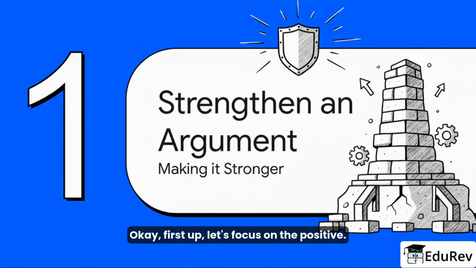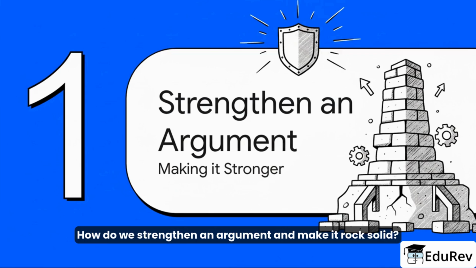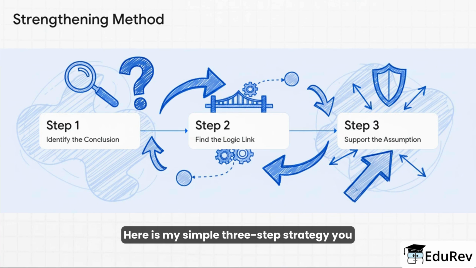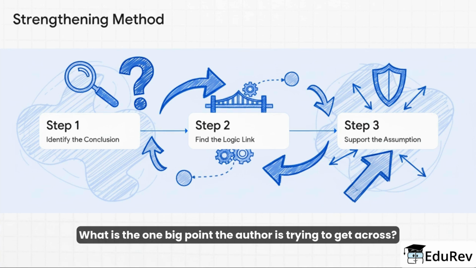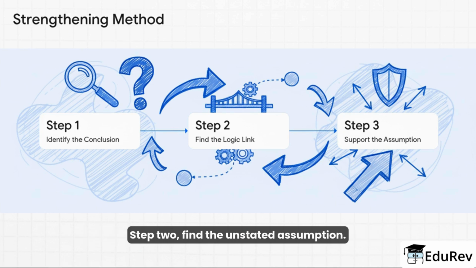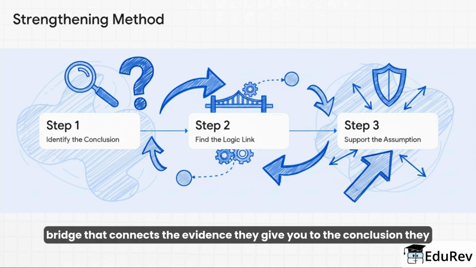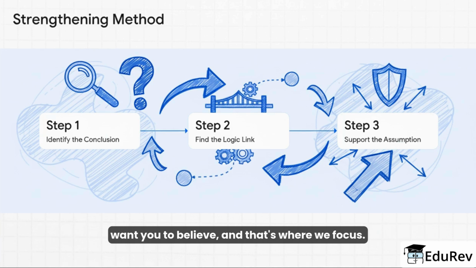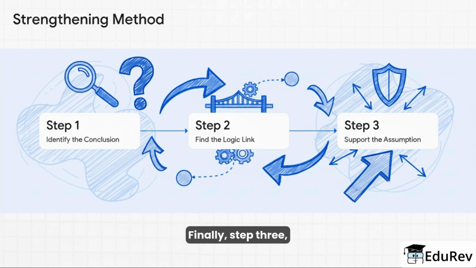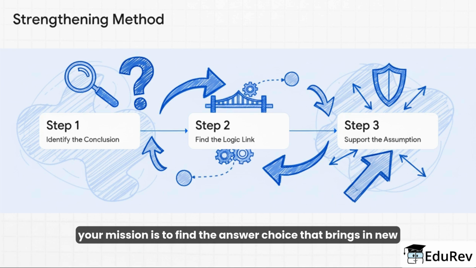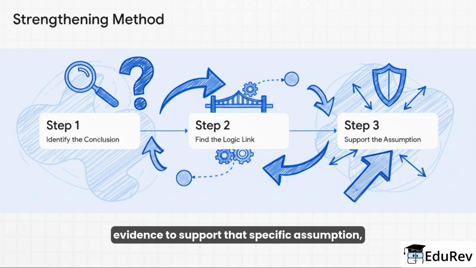Okay, first up, let's focus on the positive. How do we strengthen an argument and make it rock solid? Here is my simple three-step strategy you can use every single time. Step 1, you have to identify the conclusion. What is the one big point the author is trying to get across? Step 2, find the unstated assumption. Now, this is the secret sauce. It's that invisible, logical bridge that connects the evidence they give you to the conclusion they want you to believe, and that's where we focus. Finally, step 3, your mission is to find the answer choice that brings in new evidence to support that specific assumption, making that whole bridge stronger.